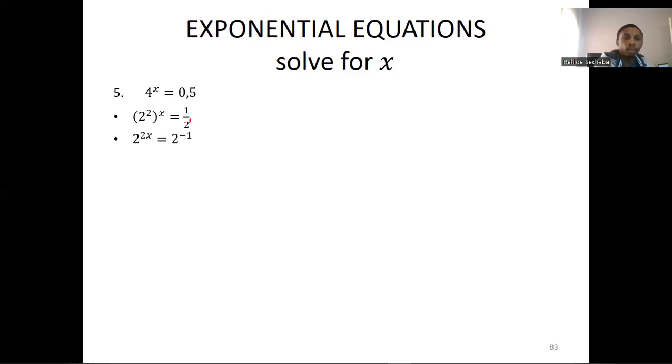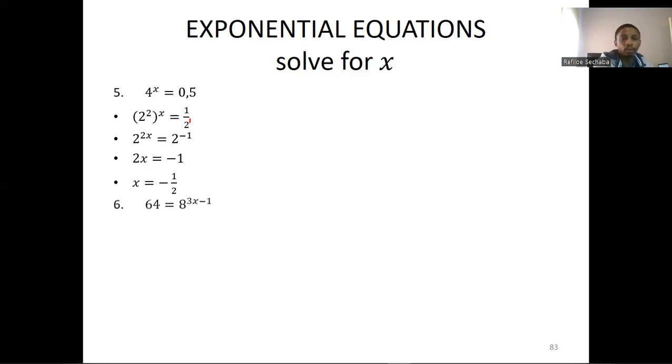And then you just drop the bases and you equate the exponents. You will have 2x is equal to -1, and then you divide both sides by 2. When you divide both sides by 2, x will simply be equal to -1/2.